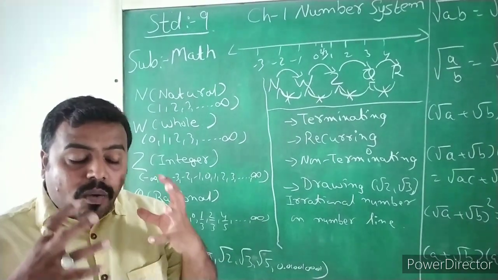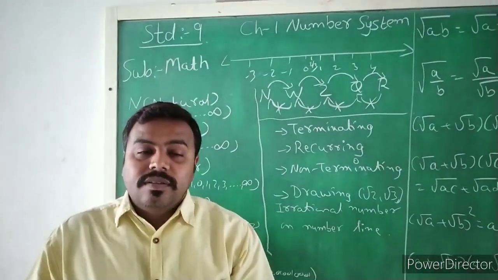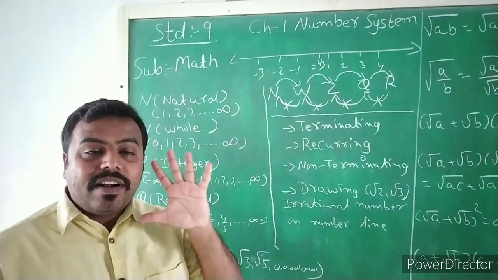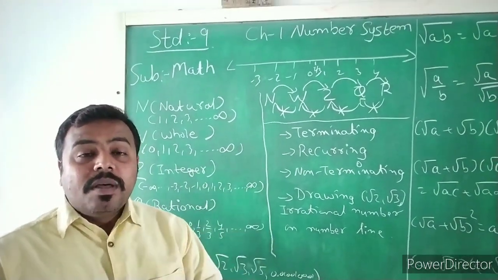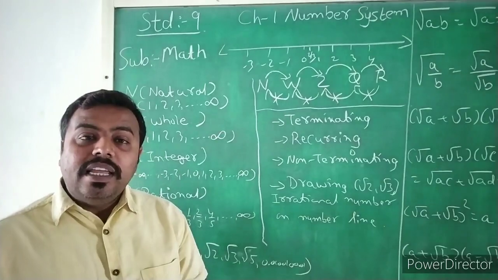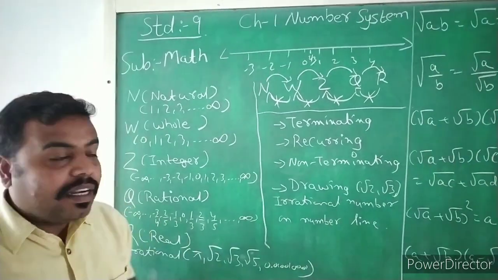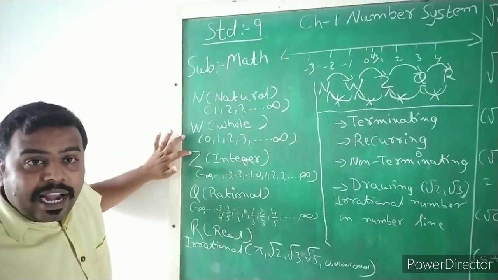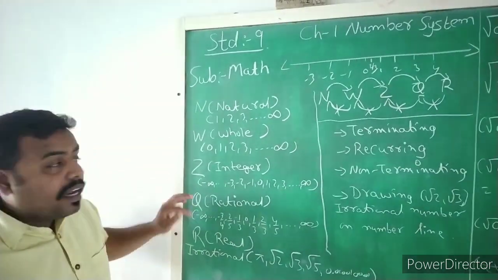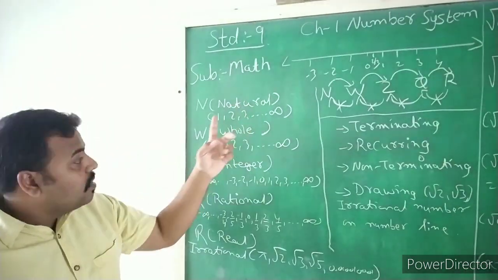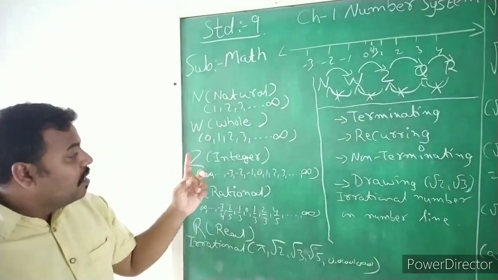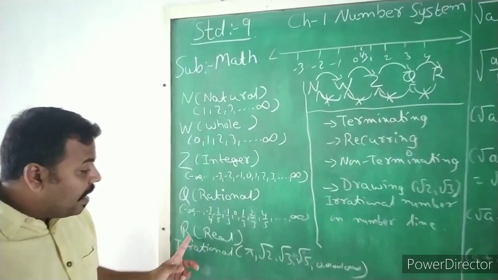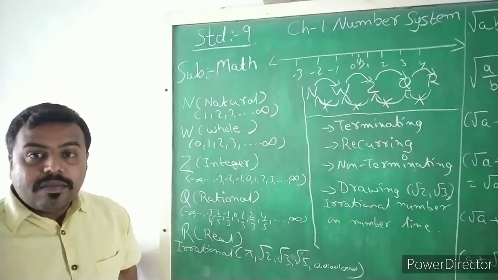Now, what are the different number systems? Now we will start with our main topic. There are 5 different types of number system by which any number in Maths can be represented. That is, first is N, W, Z, Q and R. N is natural numbers, W is whole numbers, Z is integers, Q is rational numbers and R is real numbers.